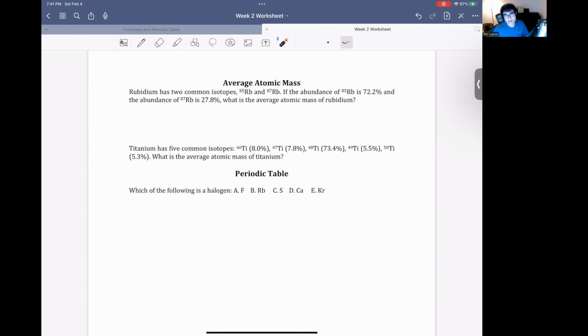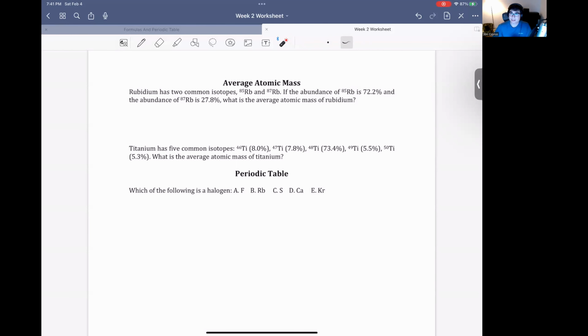So it says rubidium has two common isotopes, right? You have 85 and 87. Those are the masses. The abundance of rubidium 85 is 72.2%, and the abundance of rubidium 87 is 27.8%. What is the average atomic mass of rubidium?